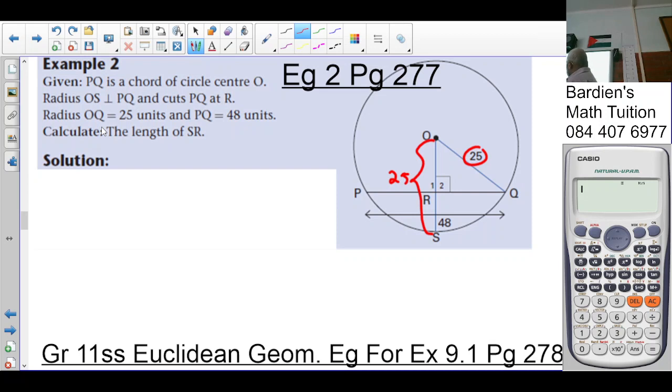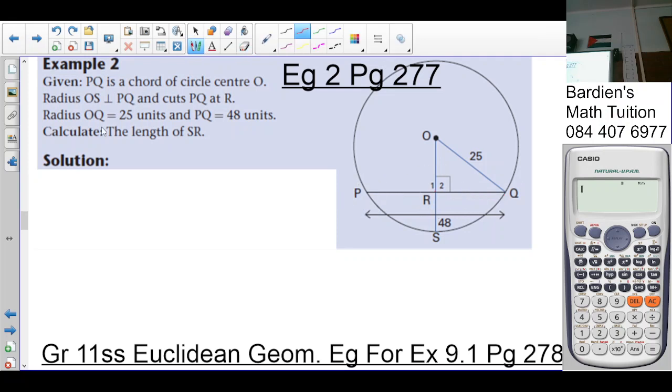So why is OS also 25? It's your radius. If I'm going to use OS to be 25, I must state it's your radius, because that wasn't given as 25 to us. So whatever is not given to us, we must state it. PQ is 48. Remember that's half, so that's going to be 24 if needed.